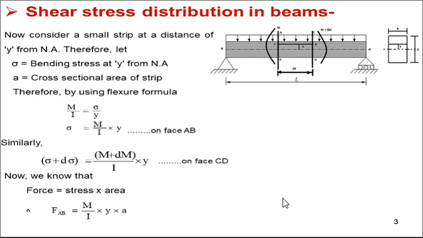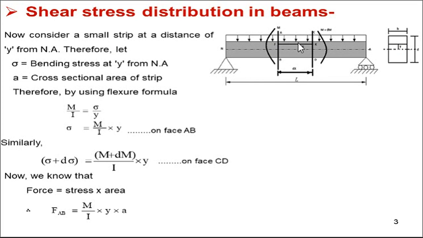Next, consider the figure drawn here. This is the longitudinal section of the beam. Now consider a small strip at a distance of y from the neutral axis. In this particular beam you can see there is a small strip, a small layer, that is considered.